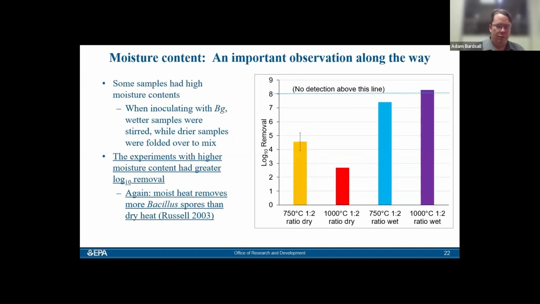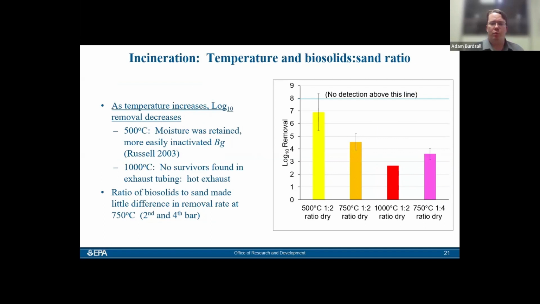Oops, sorry, I wanted one more point there. We checked the ratio of biosolids to sand that we were using in our sample preparation as well. That's our orange and our pink here. And it didn't seem to have a whole lot of effect on the outcome, so we didn't pursue that further.